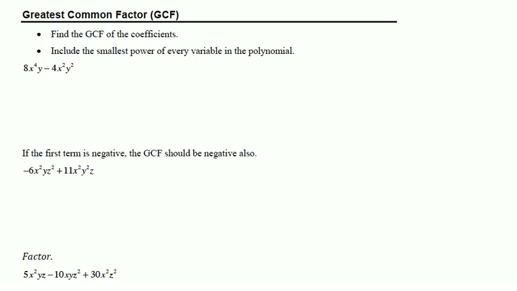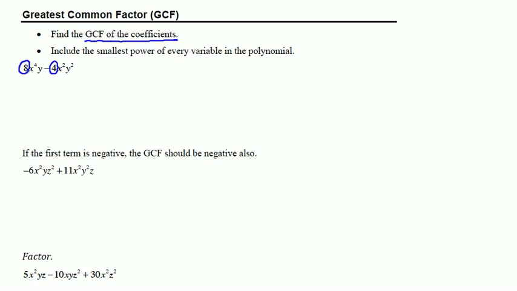GCF, or greatest common factor. This is the simplest kind of factoring, and this is where we get to factor a single term or a monomial from the whole expression. The first thing we're going to look for is the GCF of the coefficients. Remember, the coefficients are these numbers multiplied by the variable expressions.